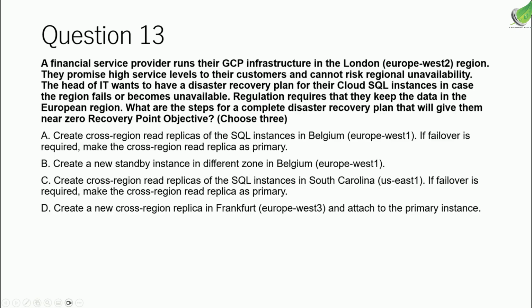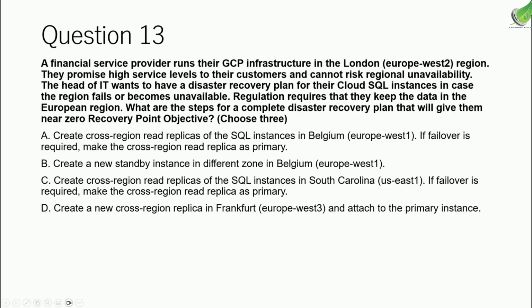Choose 3. A. Create cross-region read replicas of the SQL instances in Belgium. If failover is required, make the cross-region read replica the primary. B. Create a new standby instance in a different zone in Belgium. C. Create cross-region read replicas of the SQL instances in South Carolina. If failover is required, make the cross-region read replica the primary. D. Create a new cross-region replica in Frankfurt and attach it to the primary instance.